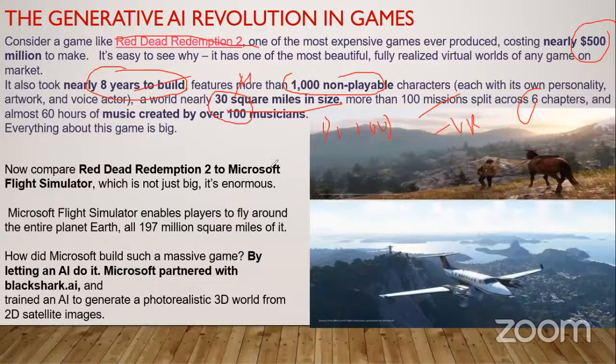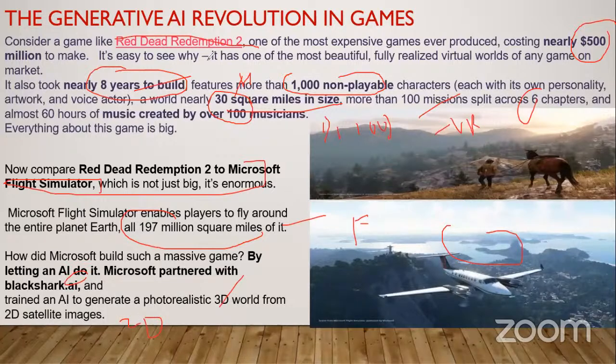For that purpose, Microsoft also came up with one more game, which is not only huge, it is enormous, very, very huge compared to Red Dead Redemption 2, right? It was able to simulate using the Flight Simulator, which gives a personalized experience as if you are flying over the entire Earth, right? It gives you that kind of virtualization, and they achieve it by making a partnership with Blackshark AI, creating 3D images out of 2D images.